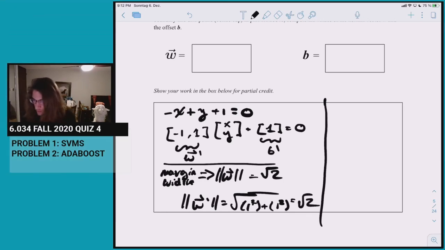So it seems that W vector prime is, at least in magnitude, equal to our W vector that we're looking for, but we still need to determine is W vector prime pointing in the direction that we want it to. And we want it to point toward the positive points. And yes, you can eyeball this and say, oh yeah, this is fine. But the stricter approach, and the correct approach, I should say, is to apply the gutter constraint.